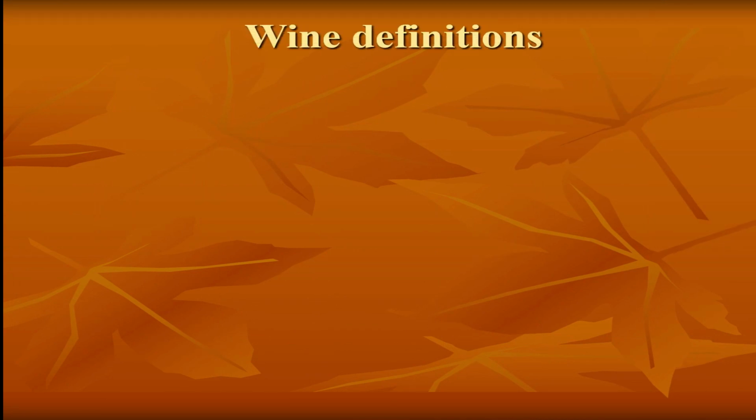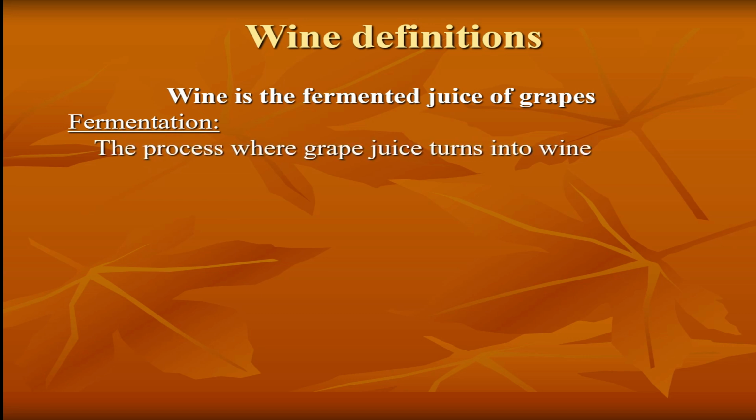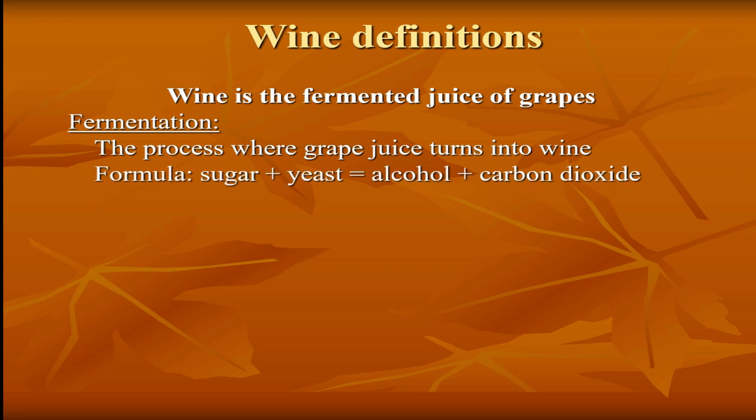Wine definitions. Wine is the fermented juice of grapes. What is the meaning of fermentation? Fermentation is the process where grape juice turns into wine. The formula is: sugar combined with yeast turns into alcohol and carbon dioxide.